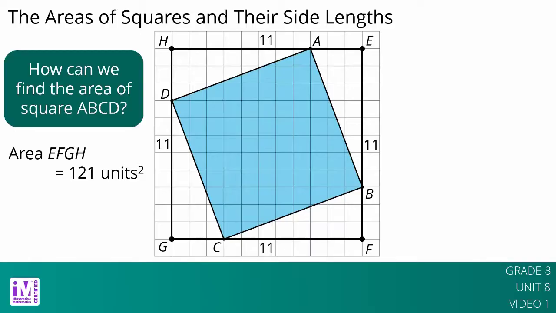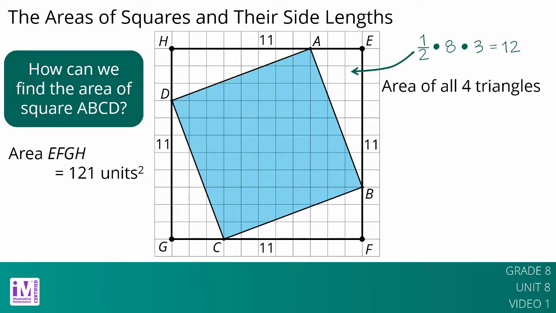The area of each of the four triangles is 1/2 times 8 times 3 equals 12. So the area of all four together is 4 times 12, or 48 square units.